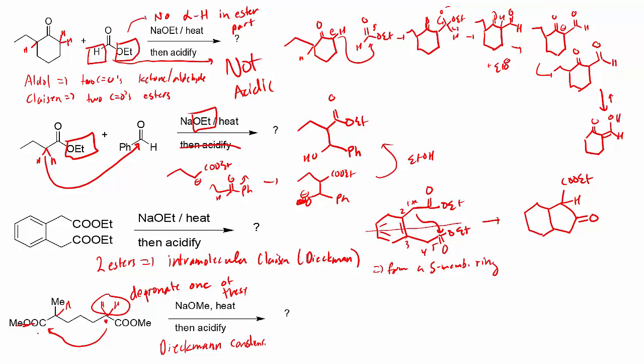Let's again draw that out the way it looks. Recognize that here I've changed the base from sodium ethoxide to sodium methoxide to match the structure of the methyl esters here, so that I don't see swapping out of methyl and ethyl groups, which is what would have happened if I had used sodium ethoxide. All right, so we're going to make the union there, or make the ring there. As you can see, we're going to form a 6-membered ring.